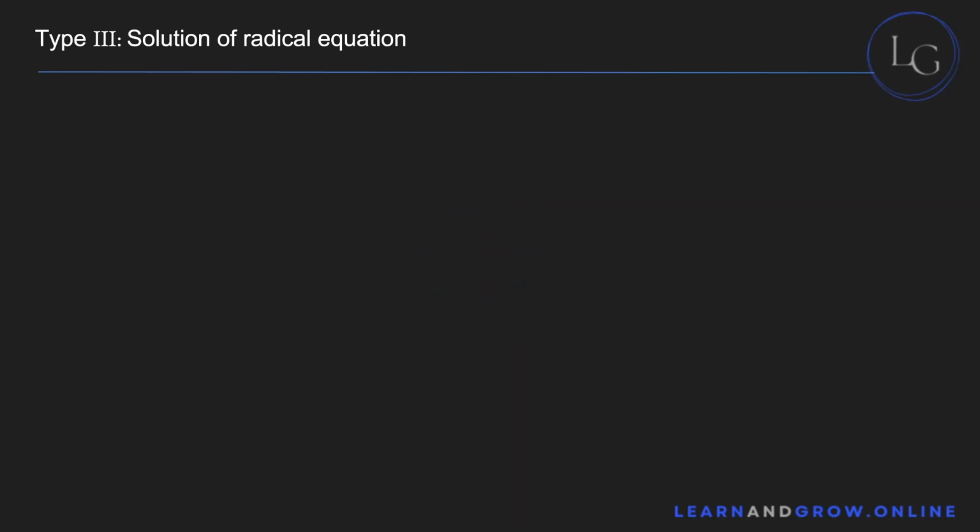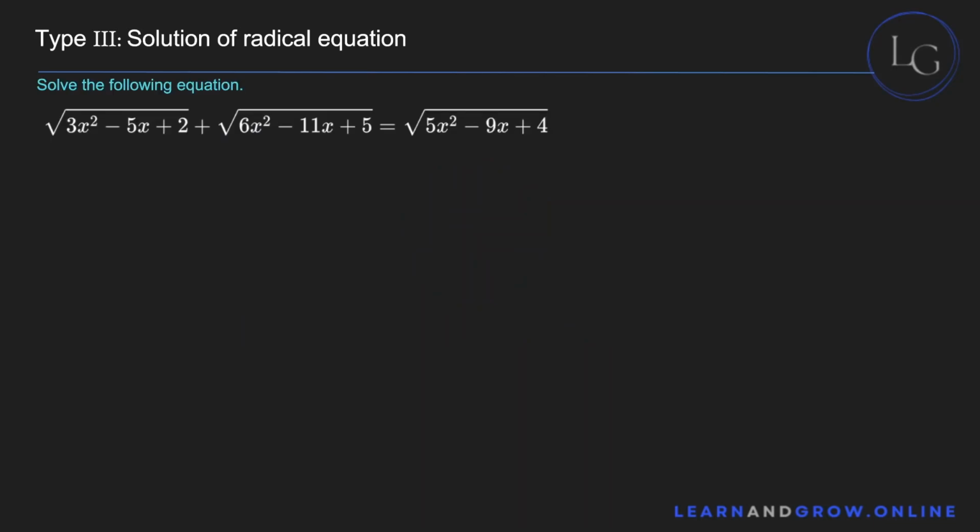Now, let's discuss the third type of radical equation. In the second type of radical equation, you had radical terms on both sides of the equation, and under the radical signs, you had linear terms. So basically one variable term and one constant term.